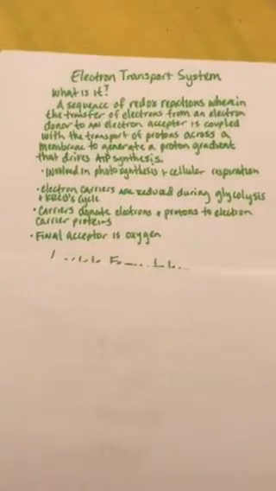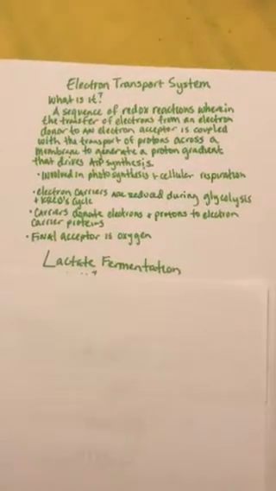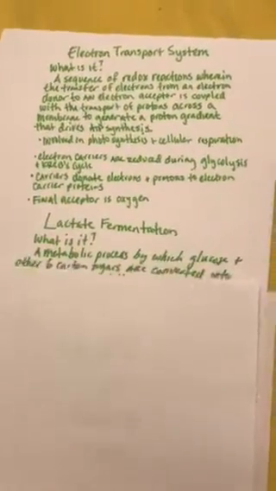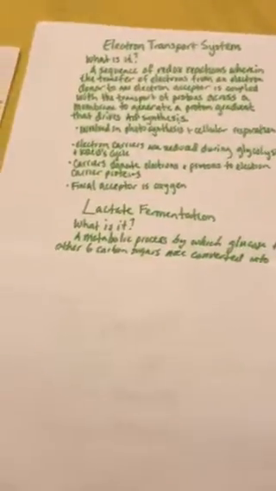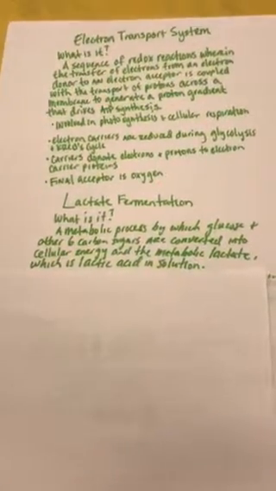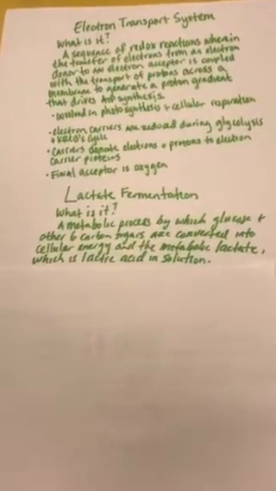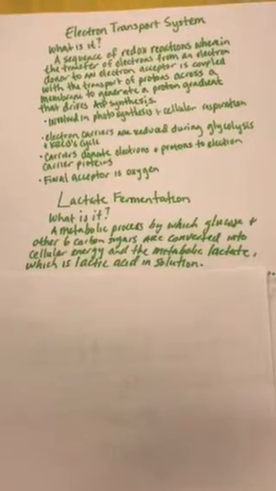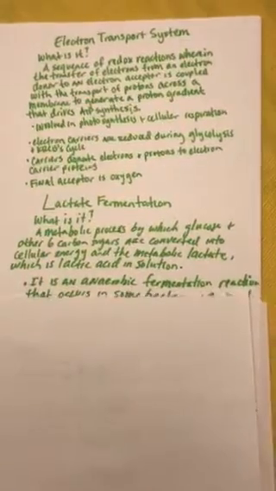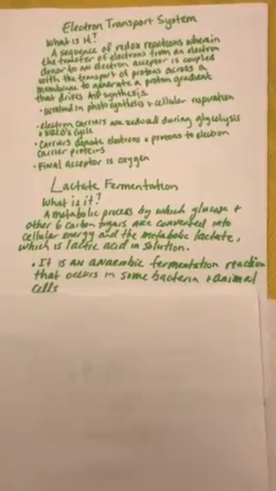The last thing I wanted to talk to you about is lactate fermentation. Now, what is lactate fermentation? It is a metabolic process by which glucose and other 6 carbon sugars are converted into cellular energy and the metabolic lactate, which is lactic acid in solution. It is an anaerobic fermentation reaction that occurs in some bacteria and animal cells.